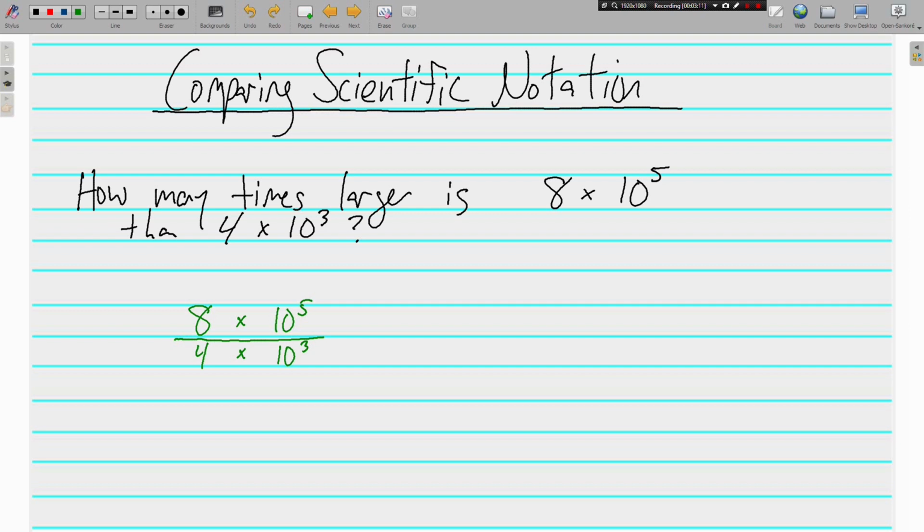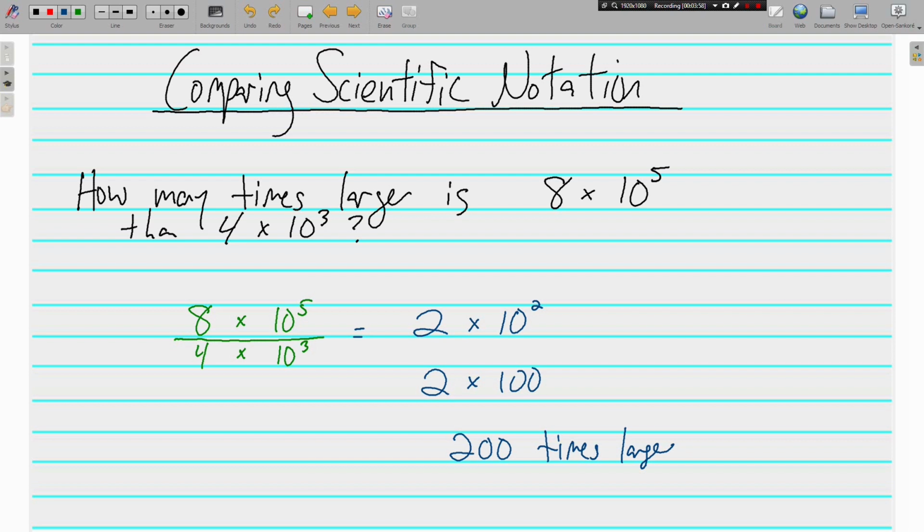How many times greater is 8 than 4? 2. And 10 to the 5th is how many times greater than 10 to the 3rd? Well, we're dividing. When we divide exponents with the same base, we subtract them. So we really have 10 to the 5th, the 5 minus 3. We're going to end up with 10 to the 2nd. 10 to the 2nd power is 100, and 2 times 100 is 200. So it's 200 times larger.